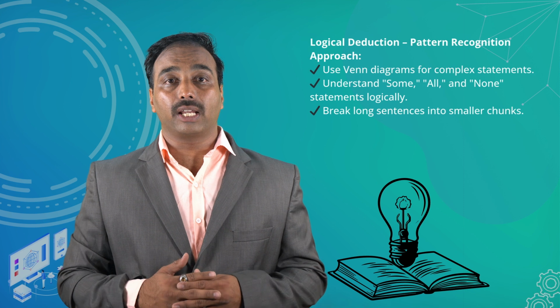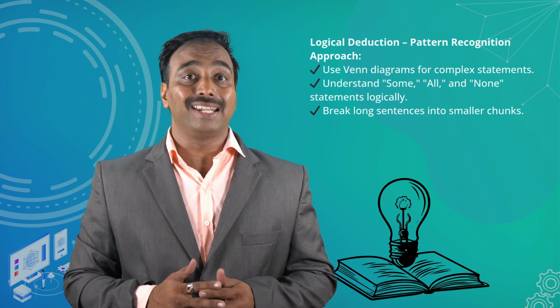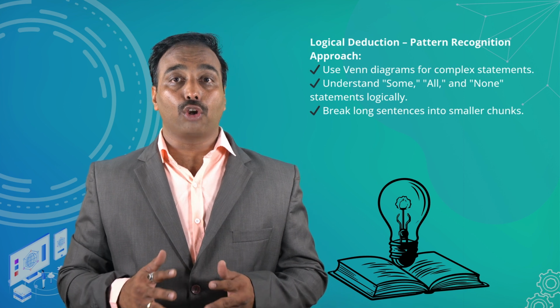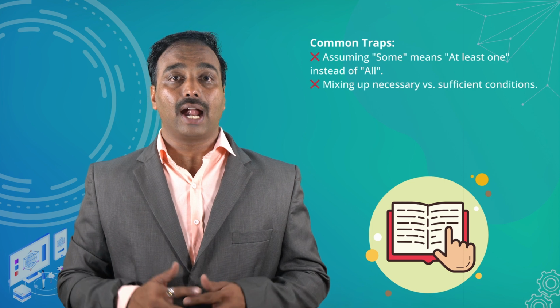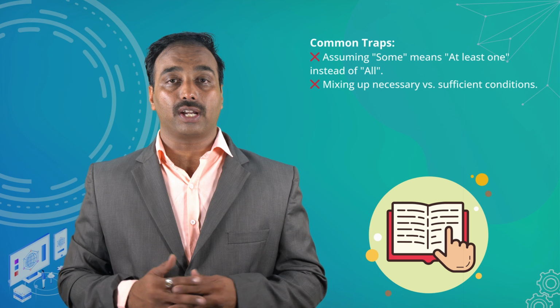Logical deduction or pattern recognition. Approach. Use Venn diagrams for complex statements. Understand the difference between some, all, and none statements logically. Break long sentences into smaller chunks. The common traps are assuming some means at least one instead of all. Mixing up necessary versus sufficient conditions.